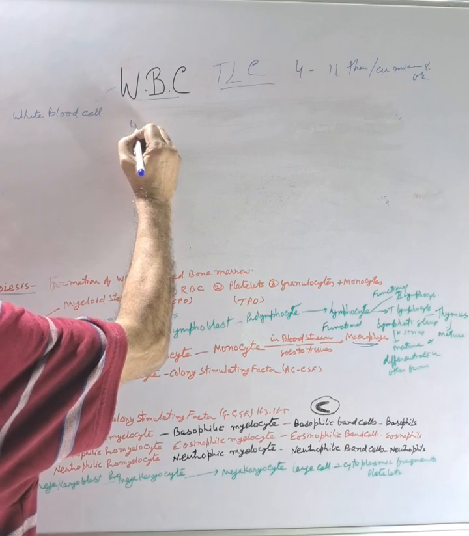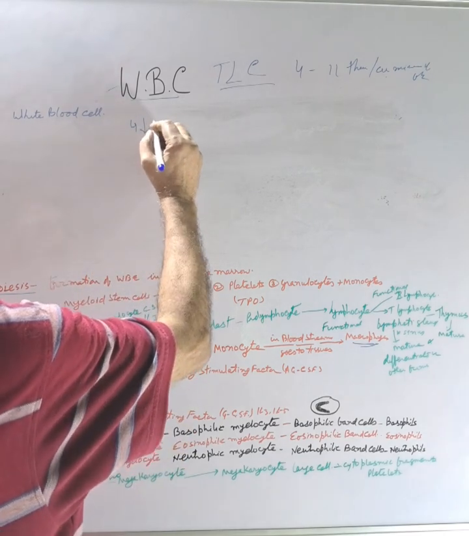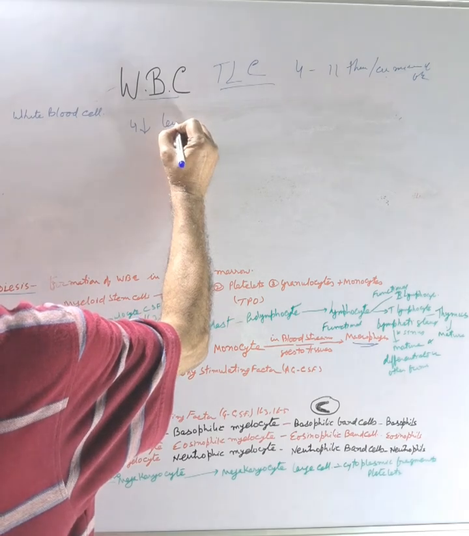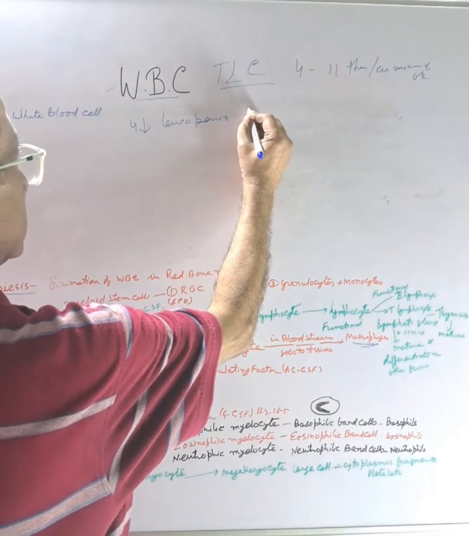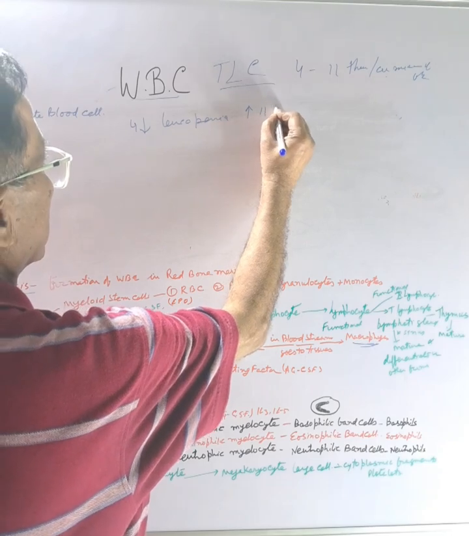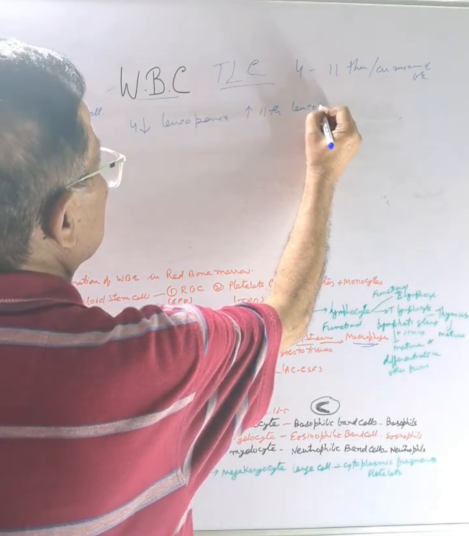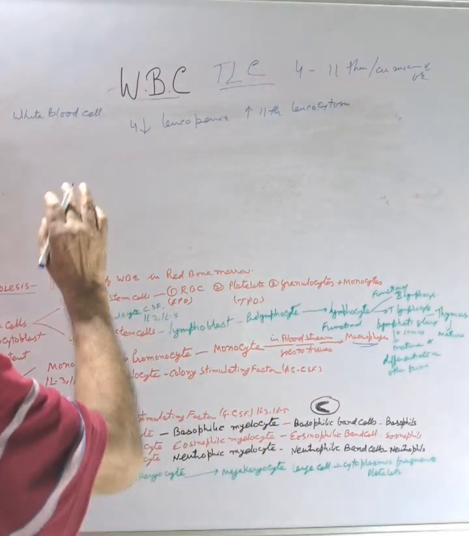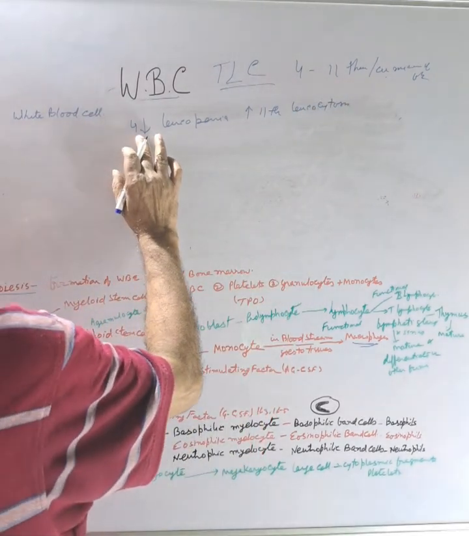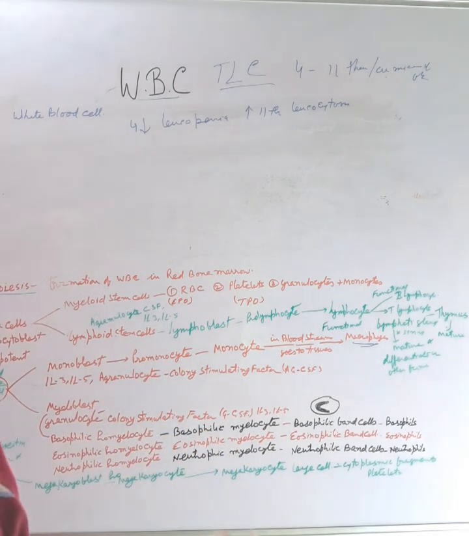When the number decreases below 4,000, then it is known as leukopenia. Or when it increases above 11,000, then it is known as leukocytosis. White blood cell is 4,000 to 11,000 per cubic millimeter of blood.